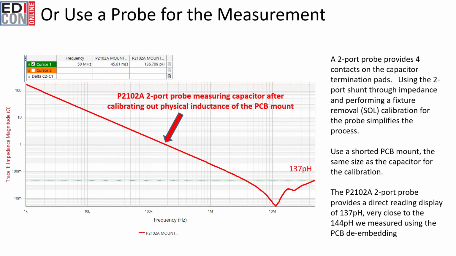Or, as an alternative, you can use a two-port probe like the P2102 from Picotest to simplify this impedance measurement. You can perform the fixture removal calibration using a short, open, load, and that's really simple to use with a probe. You use a short that is approximately the same dimensions as the capacitor, and this will remove the physical length inductance of the capacitor, which the EM simulator will automatically add back in to give you the correct result.